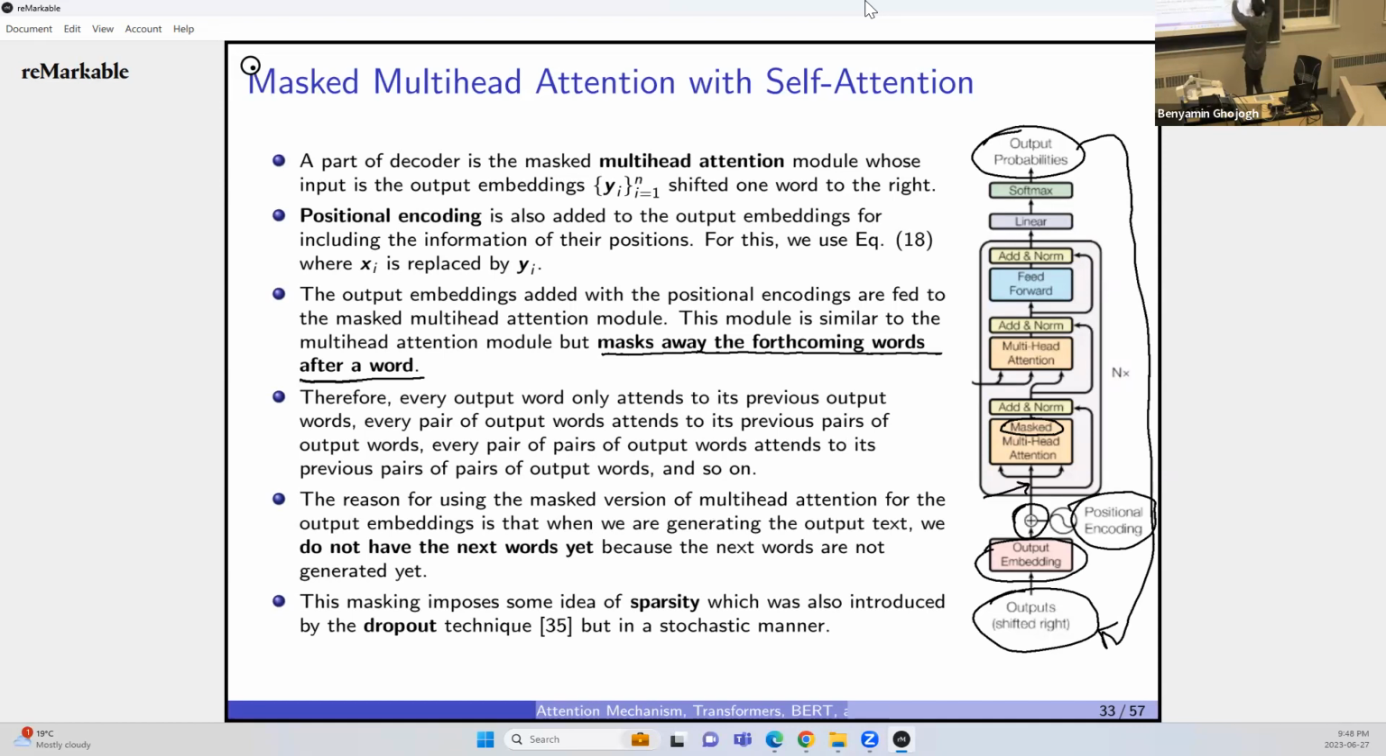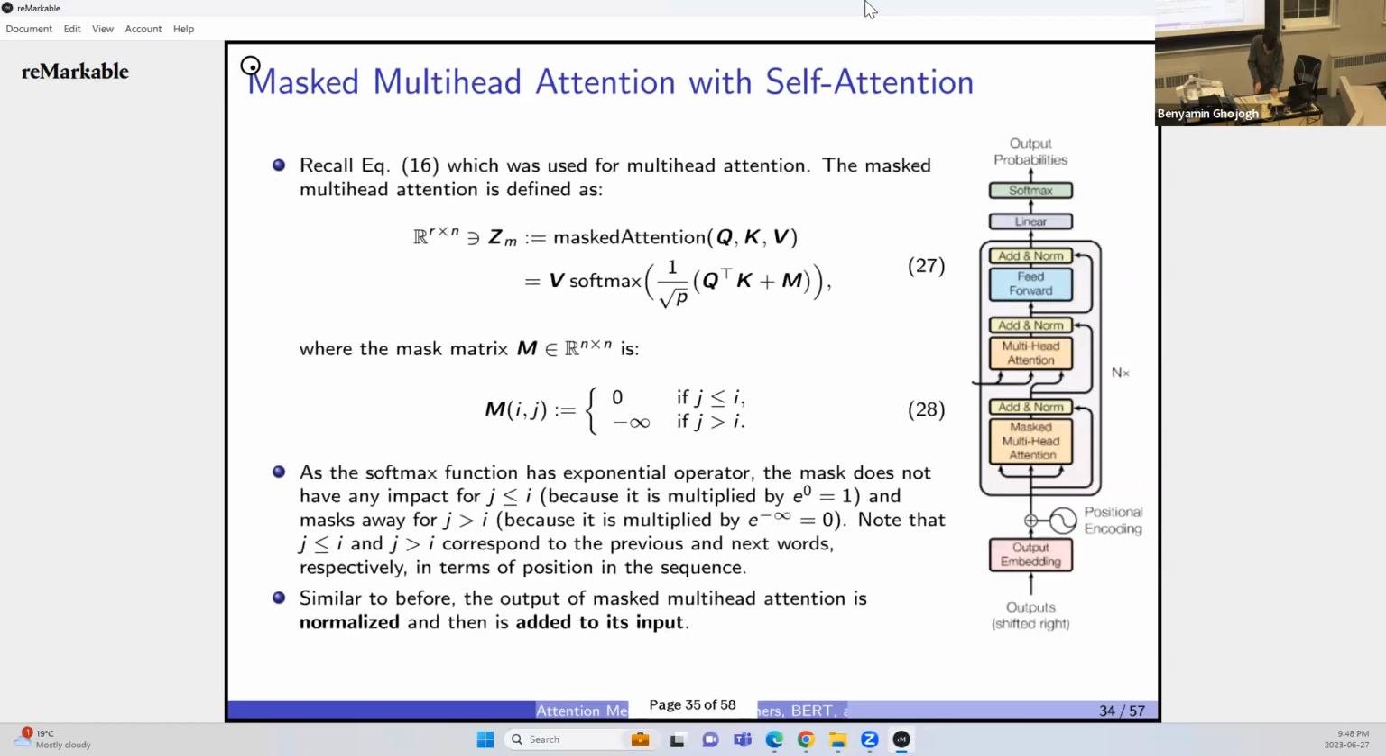But here, in the encoder, the input we already have. In the decoder, we are using the output, and we don't have the future words yet. Therefore, we have to mask the future words. Do you get it? In order to only calculate the attention of this word to its previous words, which exist. And how do we do that? We do it in this way. This is as we had before, but we have plus M here.